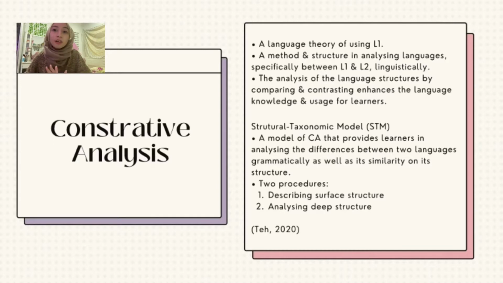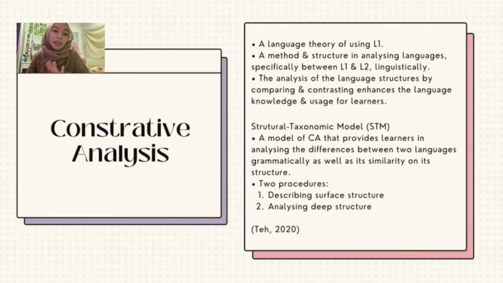So there is one of the models in constructive analysis, which is the structural taxonomic model, or STM. It is a model of constructive analysis, or CA, that helps learners analyze the differences between two languages grammatically as well as their similarity in structure. There are two procedures in this model. The first one is describing the surface structure, and the second one goes deeper, analyzing the deep structure of the language.